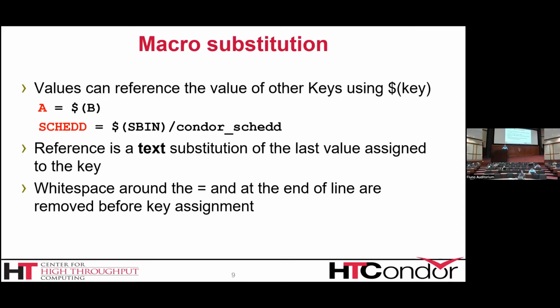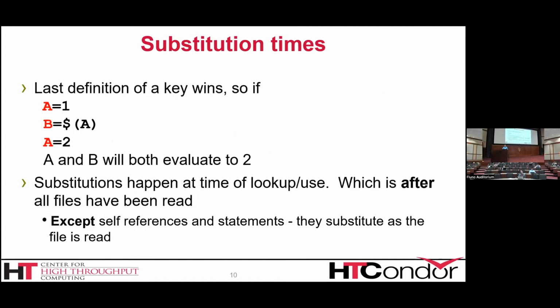Also, remember that when we do key assignments, white space around the equal sign and after the last character in the line are removed. They never even make it into the hash table. And so here $sbin is going to be substituted with the value xbin. And if this isn't defined, then this will just get substituted with empty. There'll be nothing there. Substitution happens at lookup time.